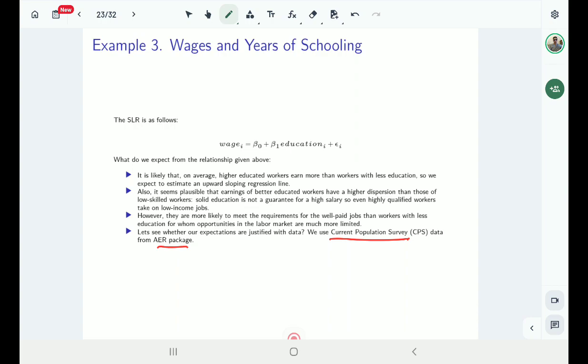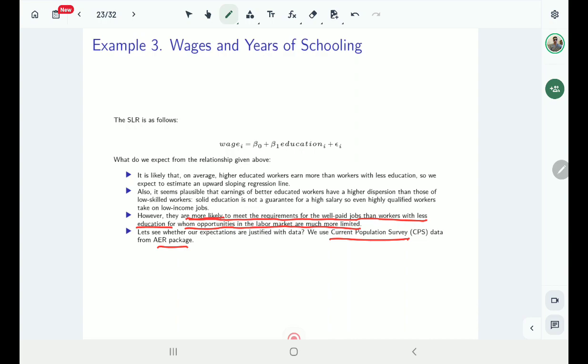If you have a higher number of schooling years, if you have better education, it is obviously possible for you to get well-paying jobs. Also, for some reason, you may accept a job which is not paying that well, right? But if your education level is low, it is less likely that you will be able to get a well-paying job in the first place, okay? Highly educated people are more likely to meet the requirements for the well-paid jobs than workers with less education, for whom opportunities in the labor market are much more limited.